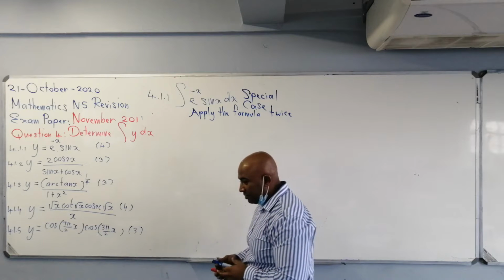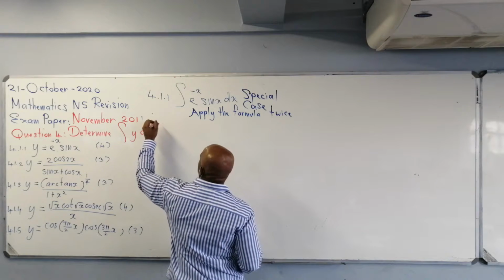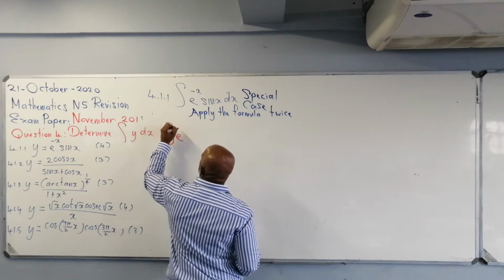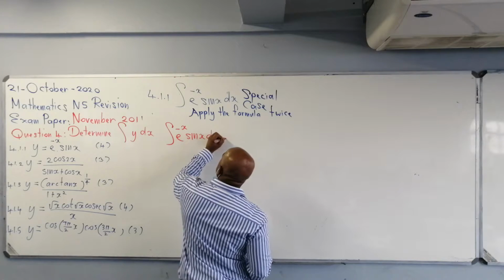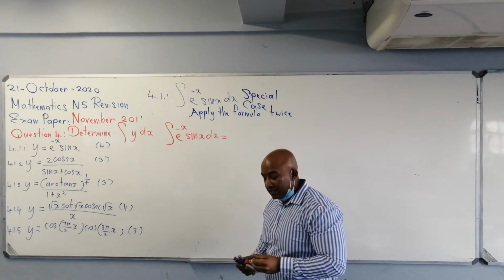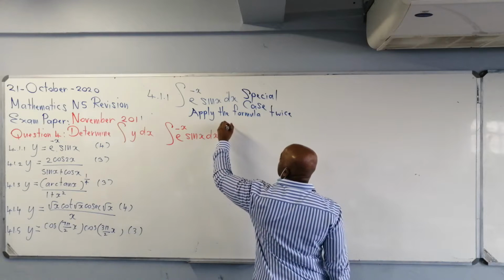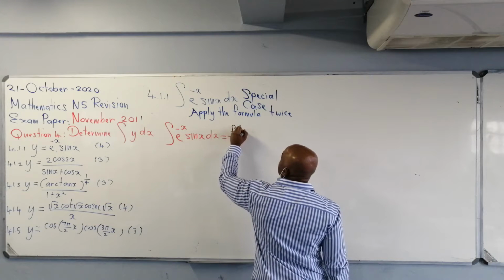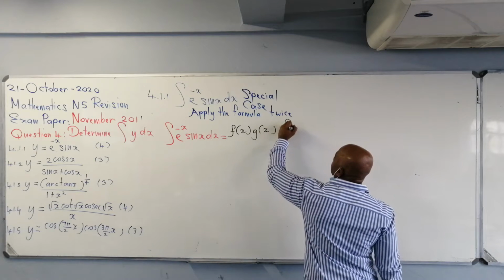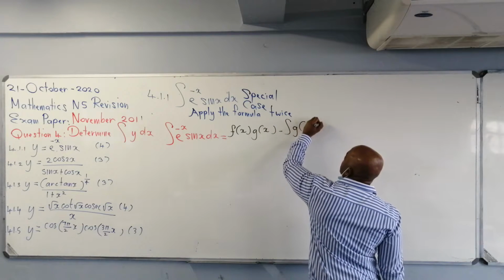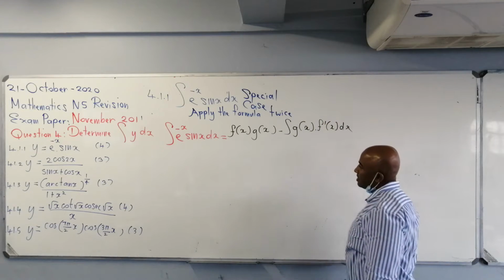Right, so let's write this down. So what do we have? On the left hand side, you've got the integral of e to the power minus x sine x. And then you will write down your formula for the first time. Integration by parts. So that is f of x, g of x minus the integral of g of x times f prime x dx.